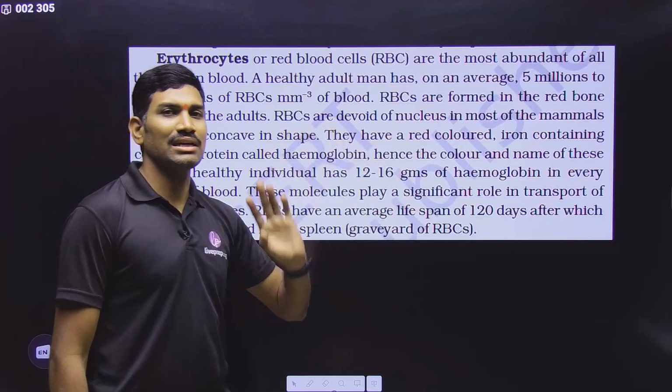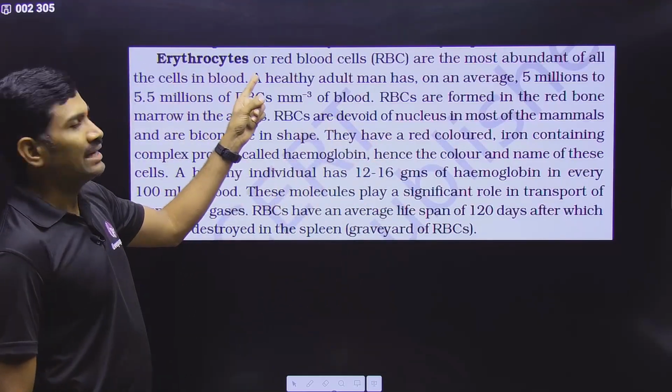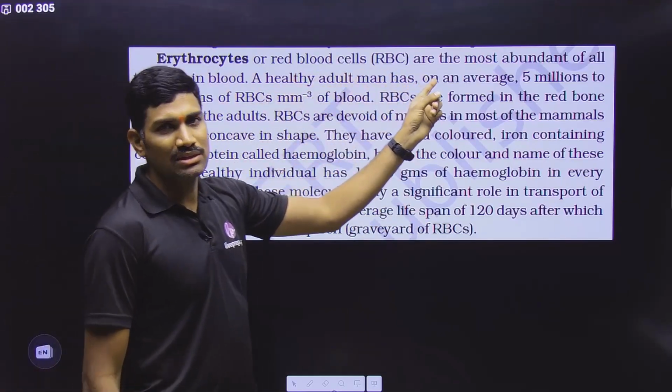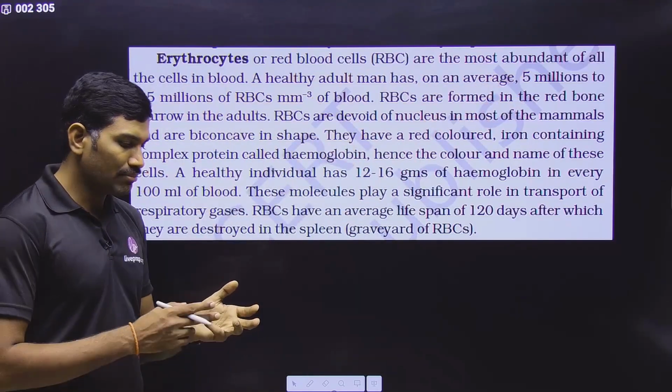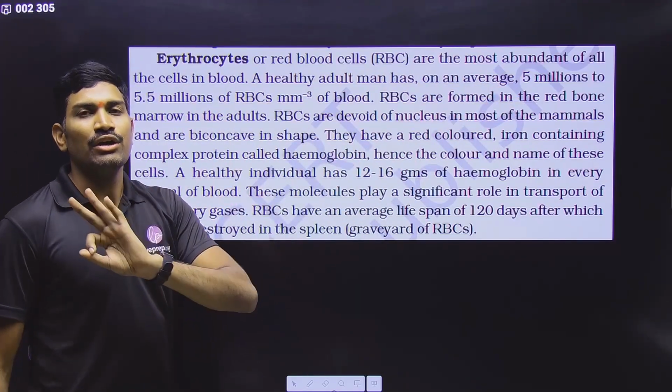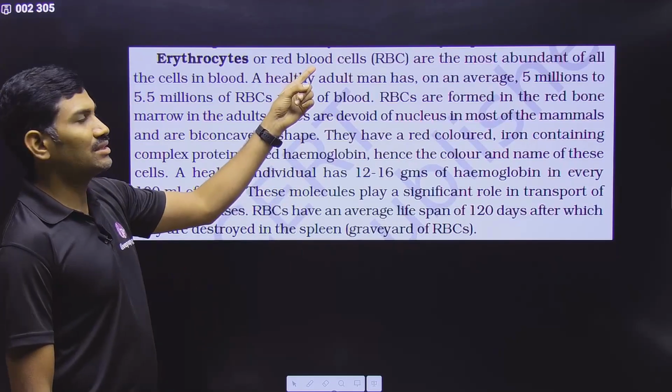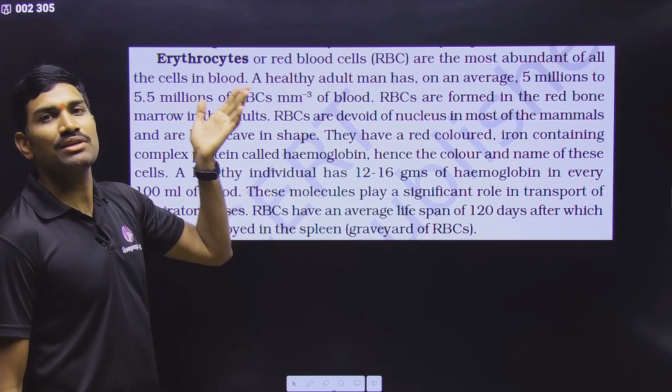Now let us go through the NCERT content, what they have given here. Erythrocytes are also called red blood cells. They are the most abundant of all the cells in blood. If you compare RBC, WBC, and platelets, RBCs are the most abundant because their number is very huge.